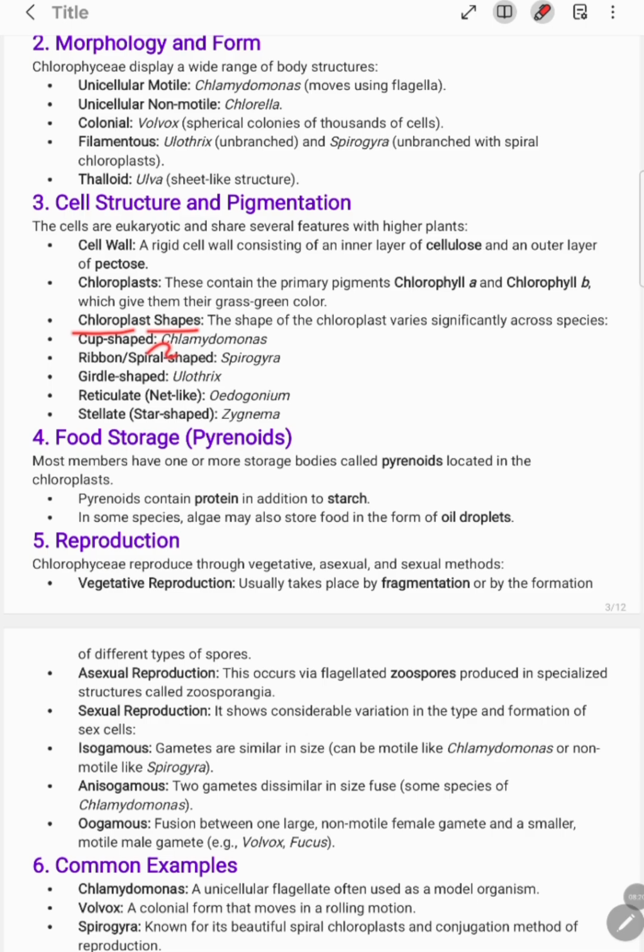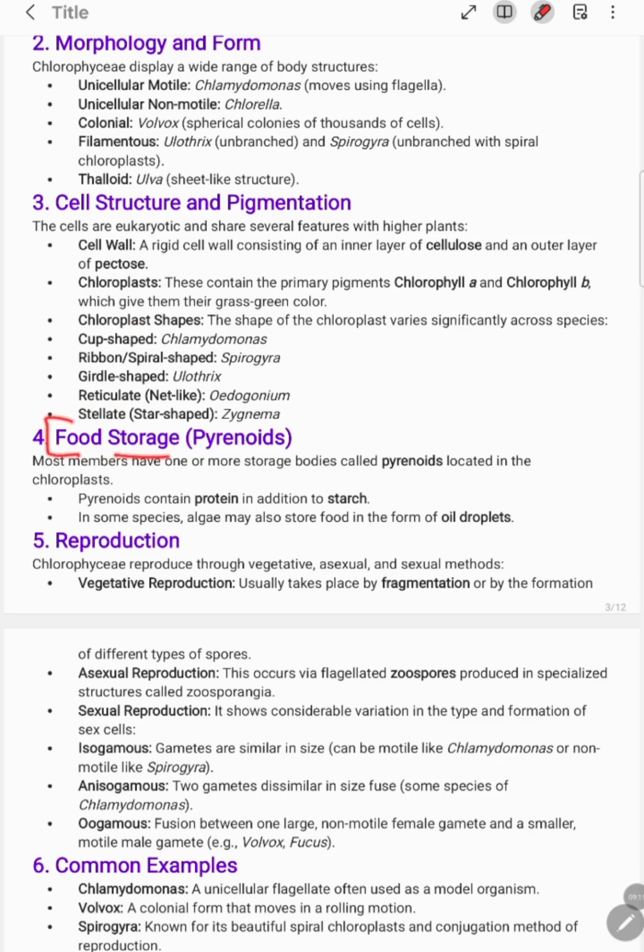Now, the shape of the chloroplast in which this chlorophyll pigment is present is highly variable. The shape of the chloroplast varies significantly across species. It can be cup-shaped in Chlamydomonas, ribbon or spiral in Spirogyra, girdle-shaped in Ulothrix, reticulate in Oedogonium, stellate in Zygnema. So the shape of the chloroplast is highly variable from one species to another, and here are certain examples.